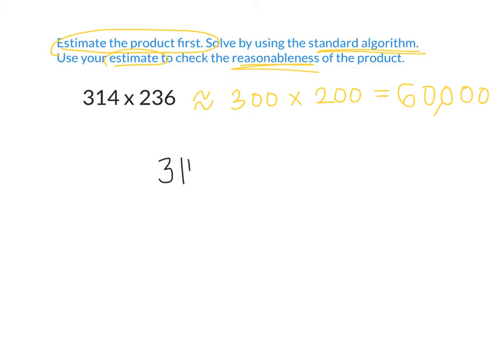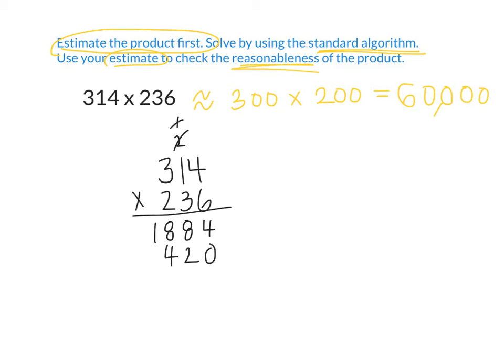Okay, now let's set it up so that I can multiply using the standard algorithm. 6 times 4 is 24. 6 times 1 is 6, plus 2 is 8. 6 times 3 is 18. Now I add a placeholder 0 because our next digit that we are multiplying by is in the tens place. We're not really multiplying by 3, we're multiplying by 30. 3 times 4 is 12, sorry. 3 times 1 is 3, plus 1 is 4. 3 times 3 is 9.